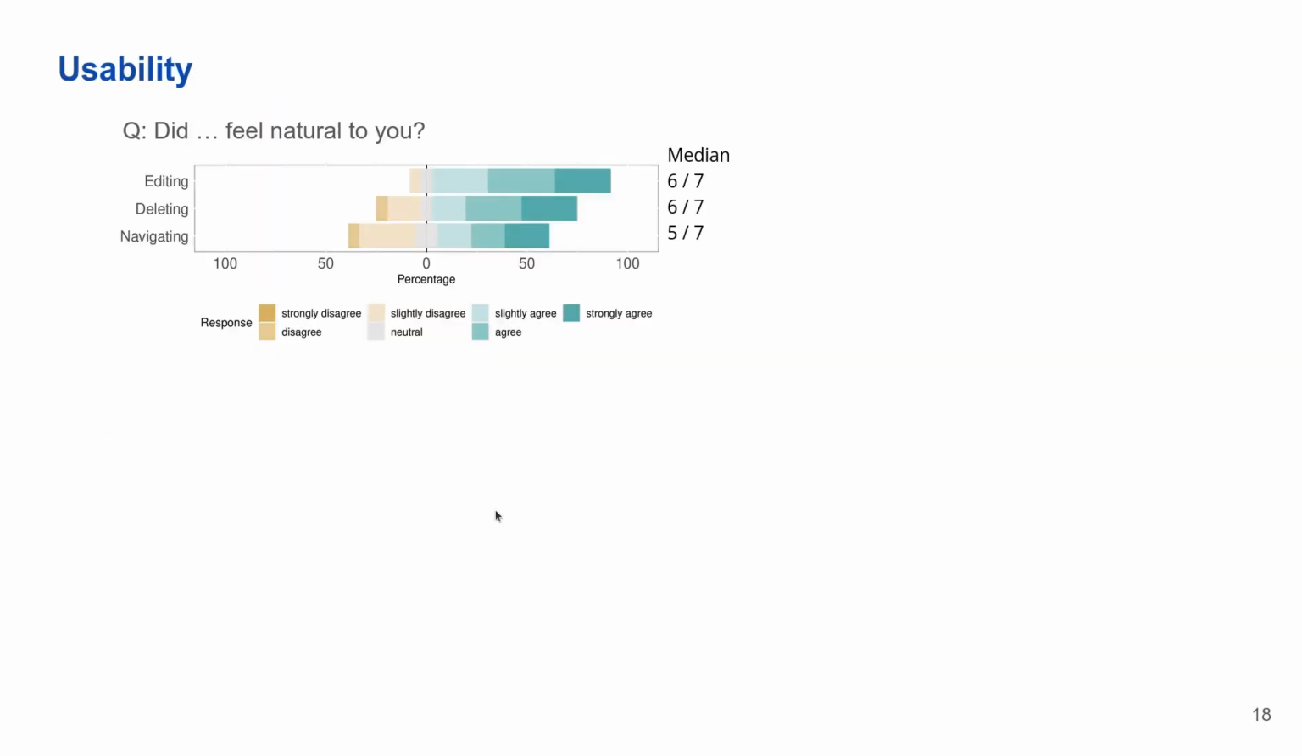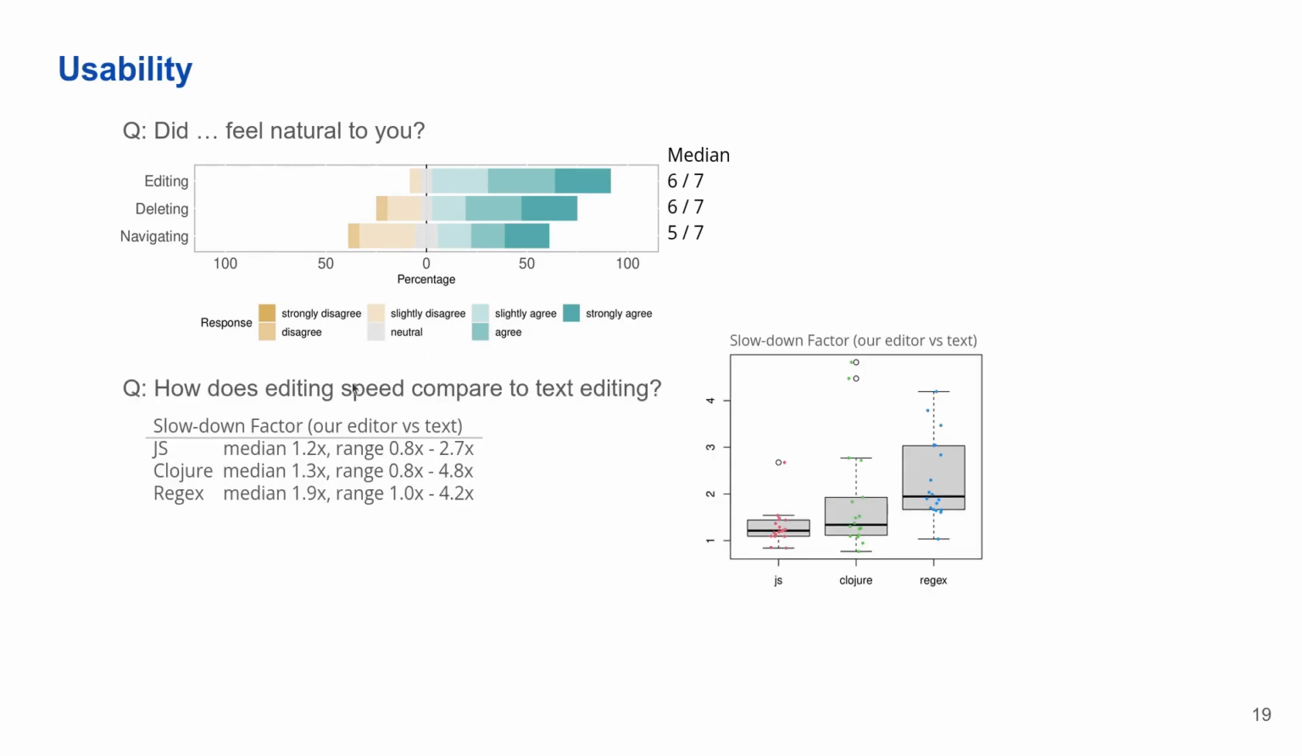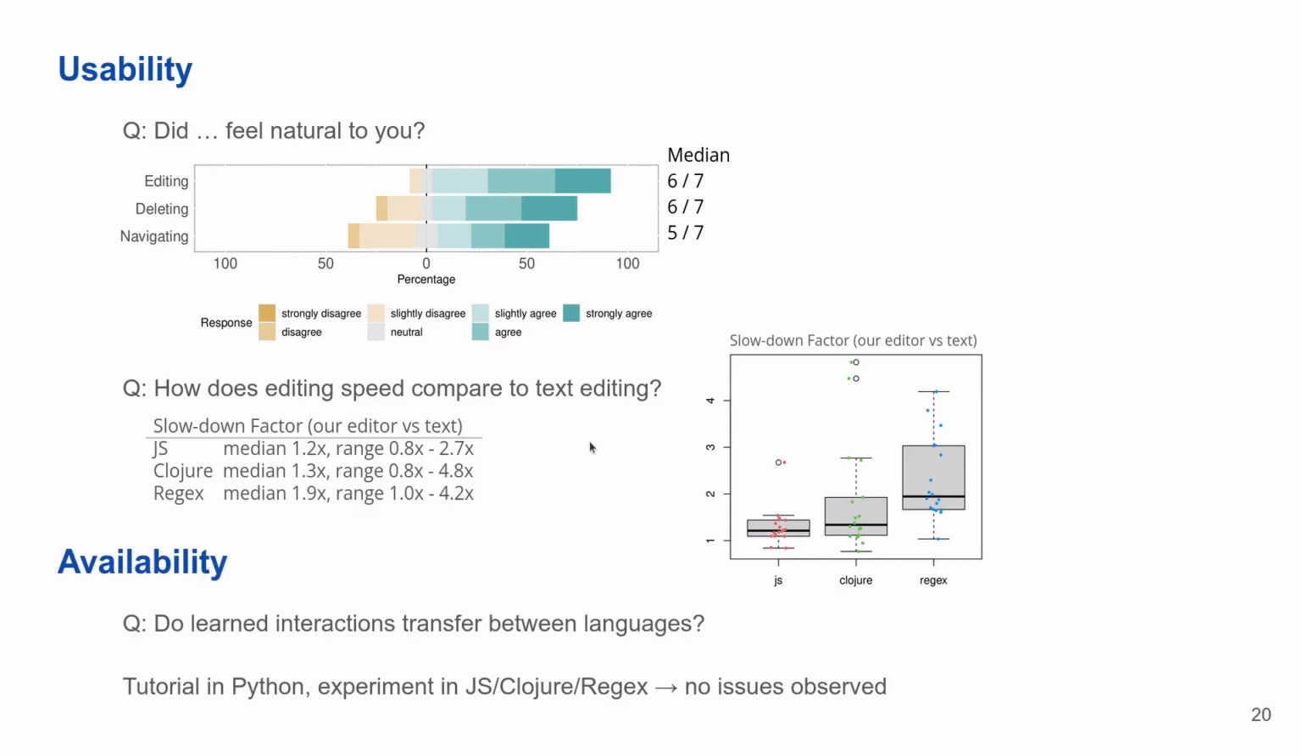The first thing we wanted to find out was whether editing felt natural to users, which they tended to agree with a median of 6 out of 7 on the different dimensions we asked them for: editing, deleting, and navigating. Second, in terms of usability, we wanted to find out how the editing speed compares to text editing, and found that we are getting close, but are still by a factor of 0.8 up to 4.2 slower than text editing for individual users. Finally, in terms of availability across different languages, we demonstrated this as part of our setup, where we only gave users a tutorial in Python, and the actual experiment was conducted with JavaScript, Clojure, and regular expressions, and users could use these editors, these languages, without any issues.